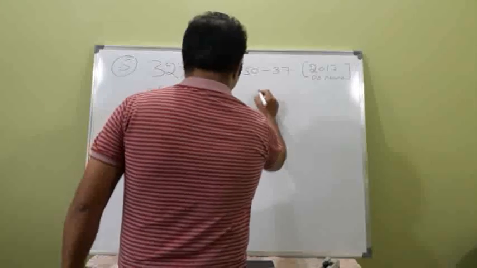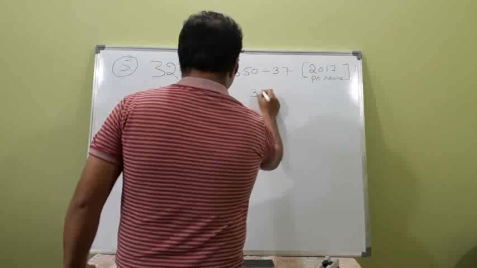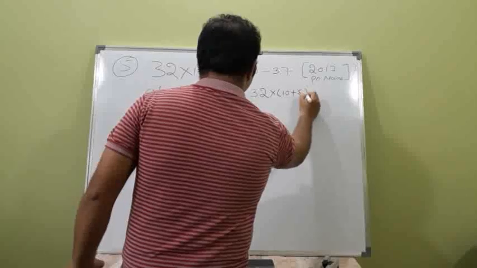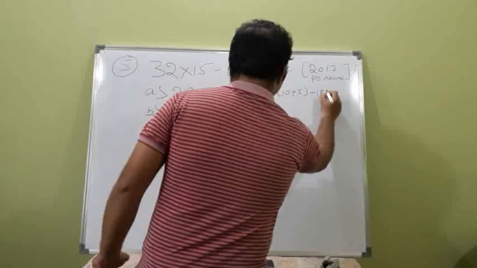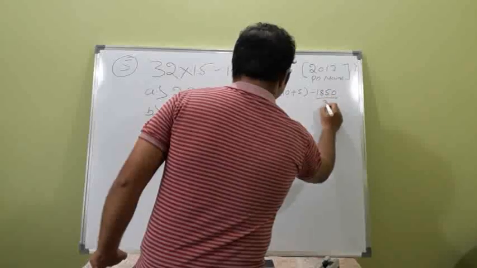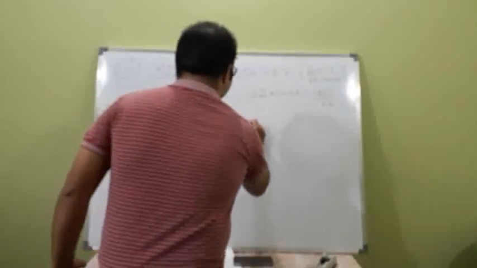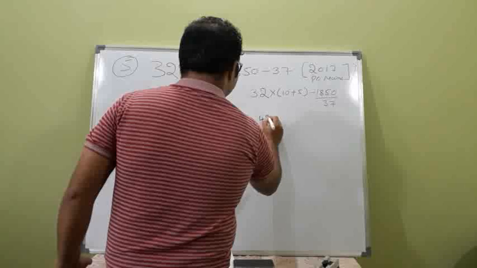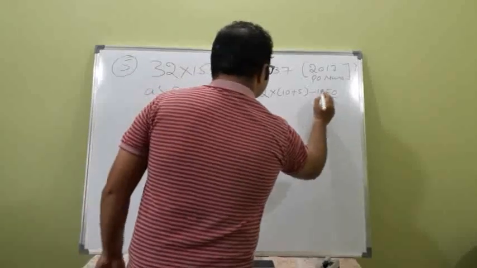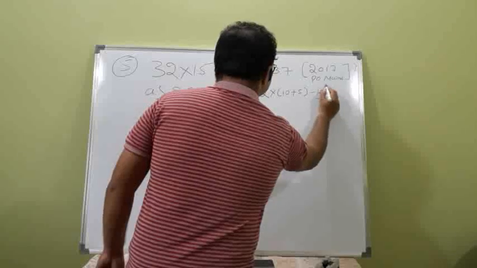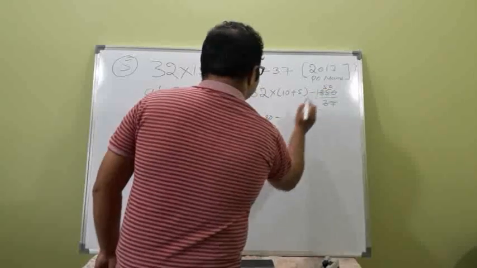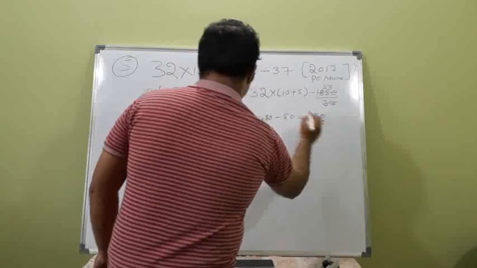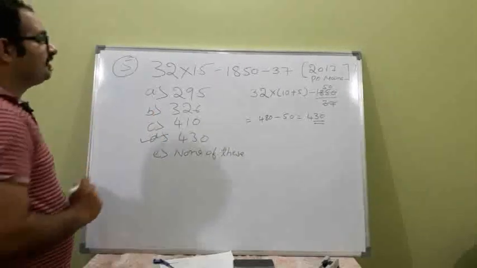Let's solve the problem. 32 into 15 can be split as 32 into 10 plus 5 for our convenience, minus 1850 divided by 37. Okay, so this answer 15 into 32 is 480. 37 5 times, put 0 as it is, minus 50. The answer is 430. So option D is the correct answer.